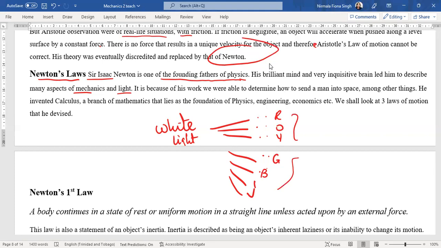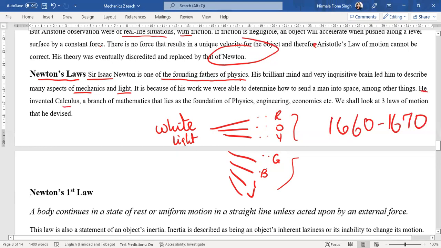All right, so let's continue reading. It is because of his work that we are able to determine how to send a man into space. The mathematics he came up with in the 1660s to 1670s are what they used to send man to the moon in 1969. Look how long that physics and that maths was there. It's just we didn't have the technology.